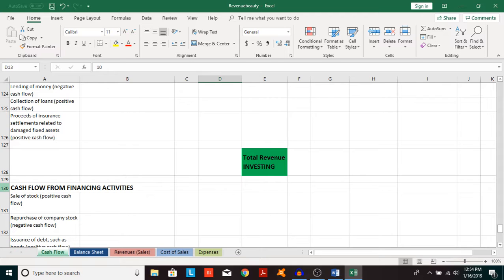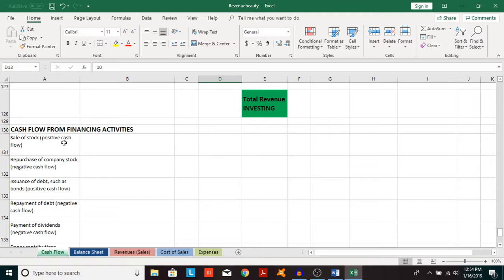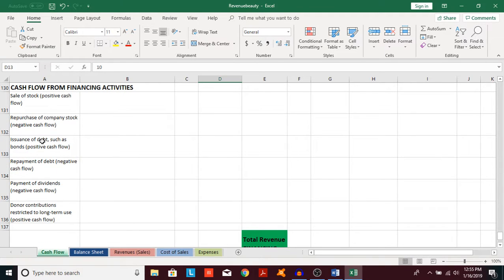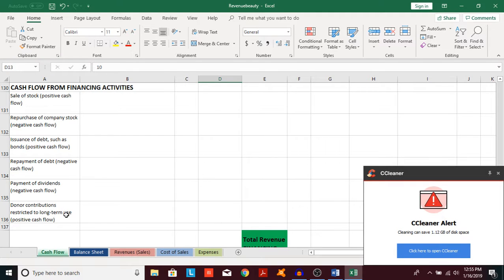The items that may be included in the financing activity line items are the sale of stock, which is a positive cash flow; repurchase of company stock, which would be a negative cash flow; the issuance of debt, such as a bond, a positive cash flow; the repayment of debt, a negative cash flow; the payment of a dividend, a negative cash flow; and a donor contribution, restricted for long-term use, which is a positive cash flow.